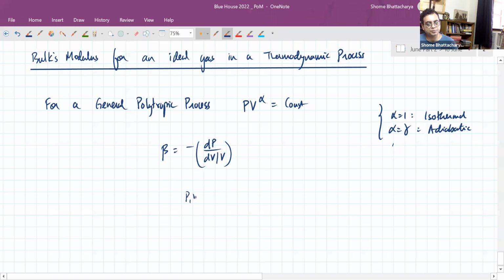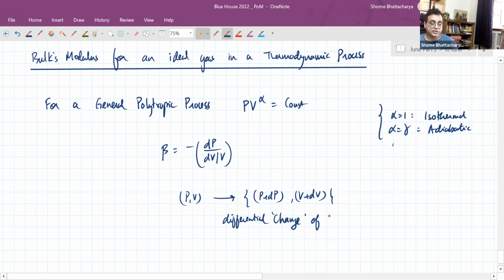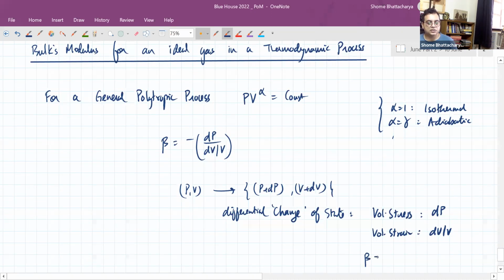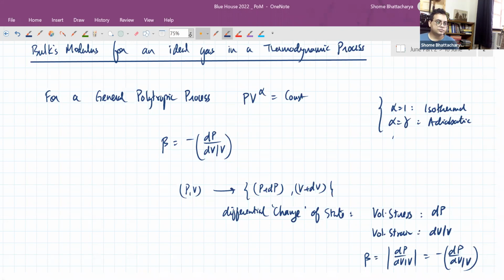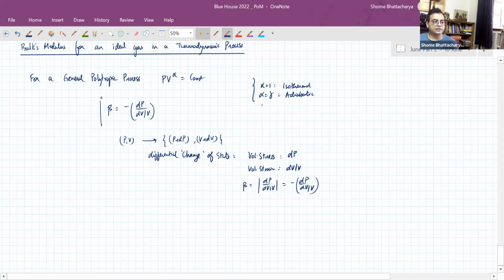So if the gas is going from a state of P, V to a state of P plus dP, V plus dV, during this differential change of state, the volumetric stress the gas is under is dP, that is the change in pressure, and the volumetric strain is dV by V. And the bulk's modulus is mod of dP divided by dV by V. So this is the general definition of bulk's modulus.